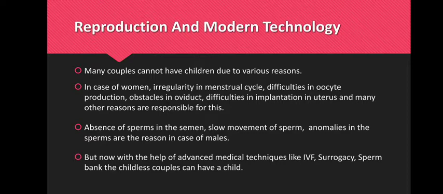Whereas in the case of males, sometimes sperms are absent in the semen, maybe because certain ducts are blocked, or the sperms cannot move at the required pace, or sometimes the sperms show anomalies, right? So these are the reasons for the male to have defects in the reproductive system.